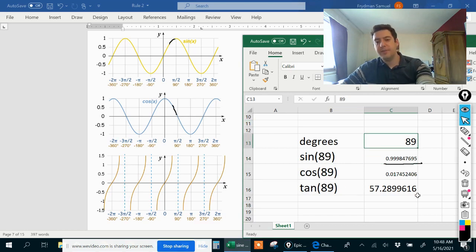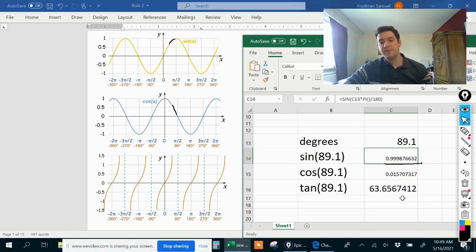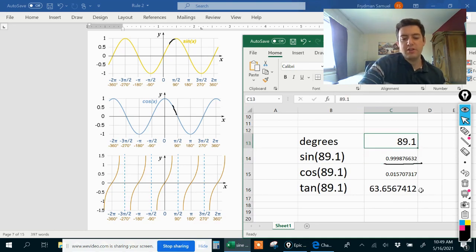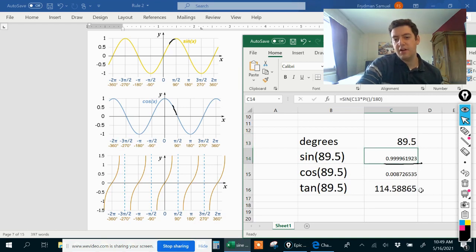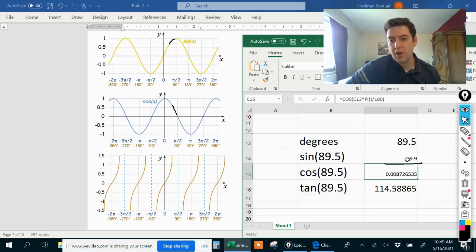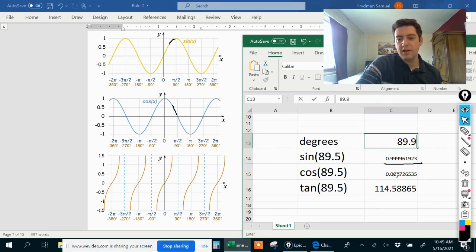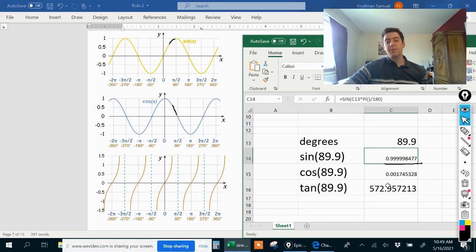If I go up by 0.1 degrees now, I got up to 63. I only went up by 0.1 degree, and it was a relatively large jump there. What if I were to go to, let's try 89.5. I'm at 114. Let's try 89.9. Oops, what happened there? Oh, I typed it into there. That's not what I meant to do. 89.9. Okay, that was a pretty big jump.